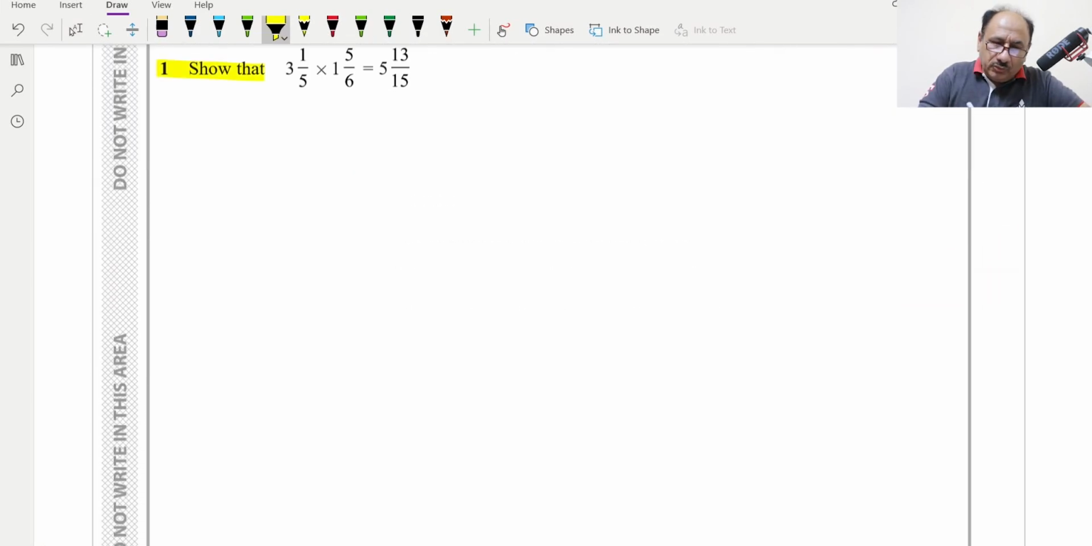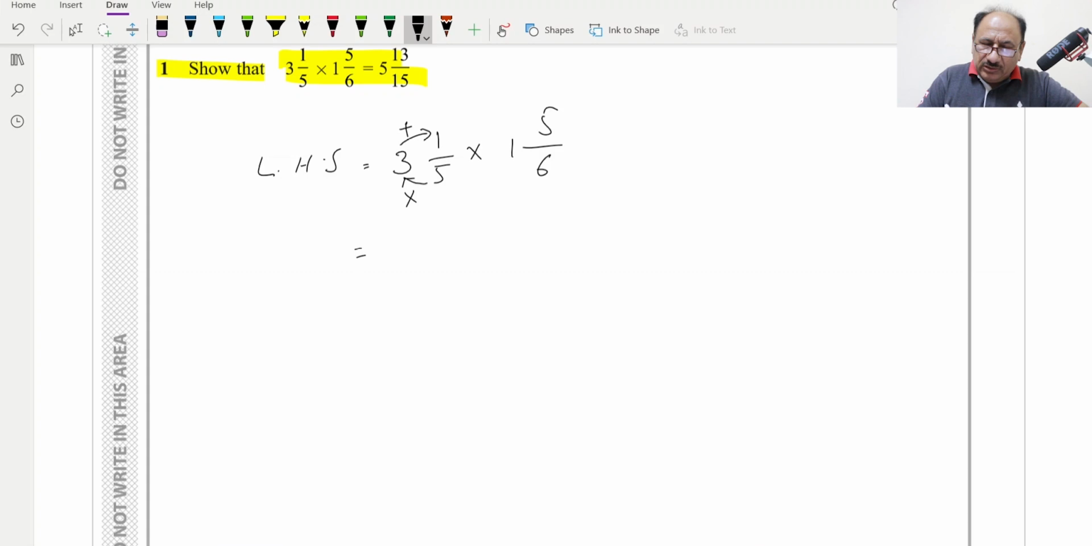Question number 1, show that this one, so we'll take the left hand side. Left hand side is equal to 3 whole 1 over 5 multiplied by 1 whole 5 over 6, and we will multiply 5 with 3 and then add. So 5 threes are 15, 15 plus 1 is 16. So 16 over 5 multiplied by 6 ones are 6. Multiply 6 with 1 and then add, so this will be 11 over 6.